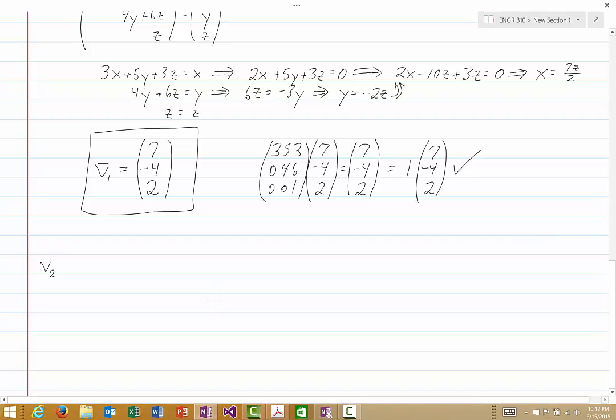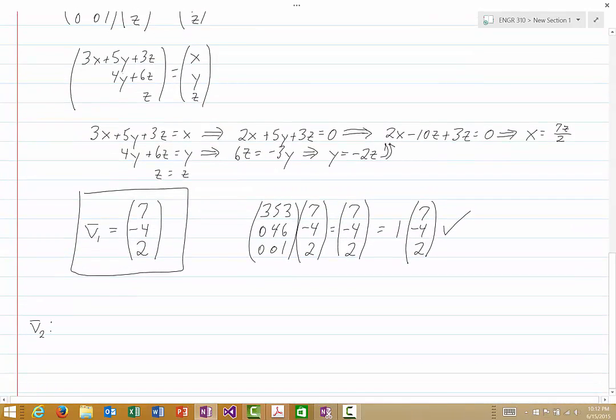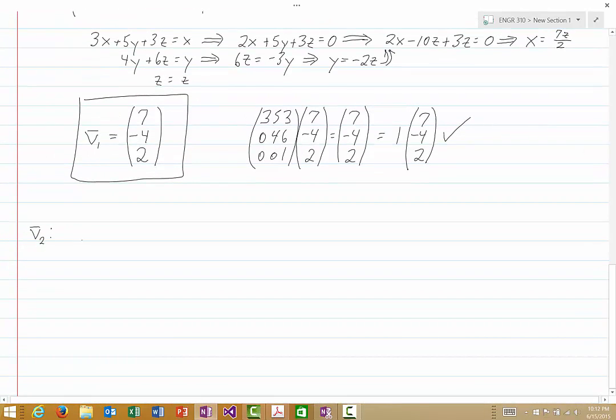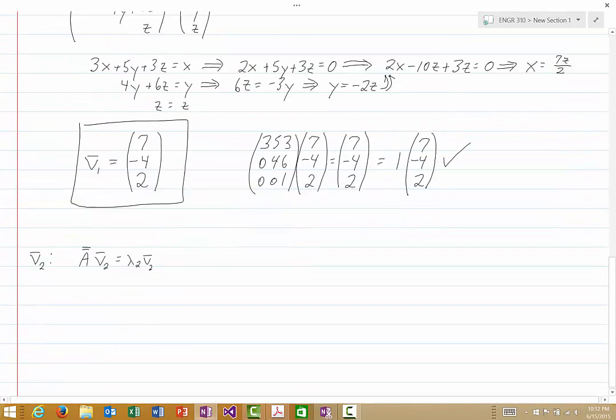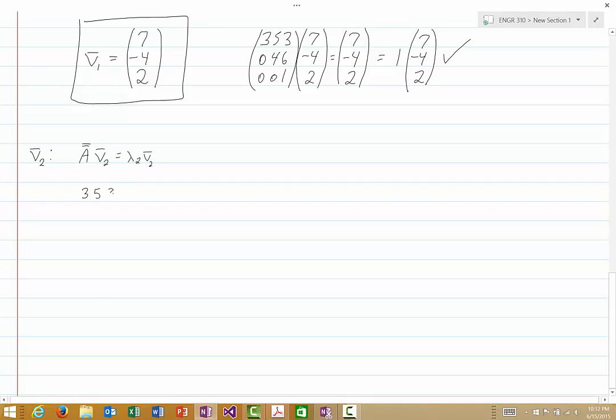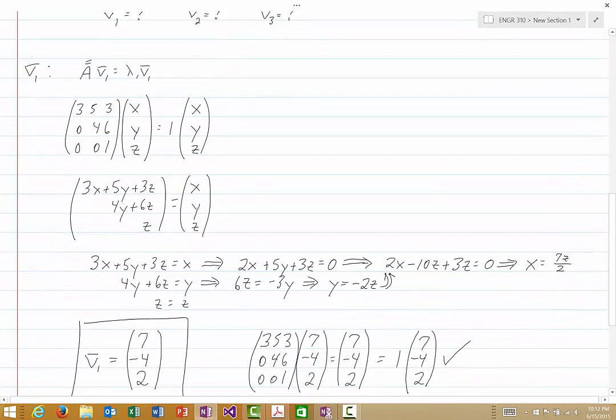Okay, now let's look at V2. I don't know that we need to do all of these, but let's at least do one more example here, V2, and see what we get. So again, the way that we will find V2 is by going back to the definition. A V2 is equal to lambda 2 V2. And so that is the matrix 3, 5, 3, 0, 4, 6, 0, 0, 1. And now we let V2 equal x, y, z. And remember that lambda 2, we found, was equal to 3.